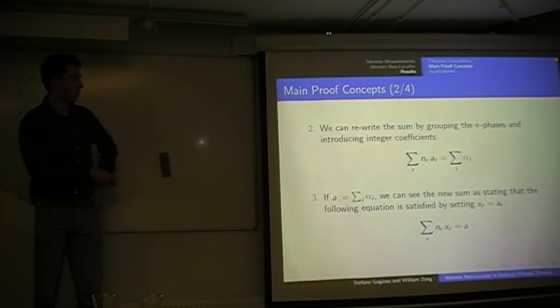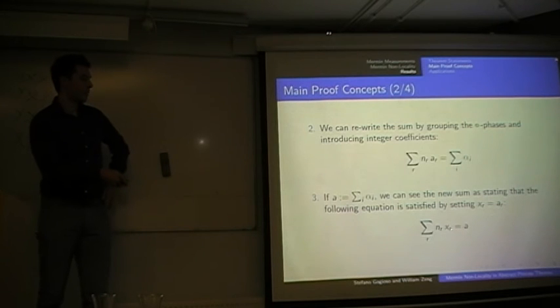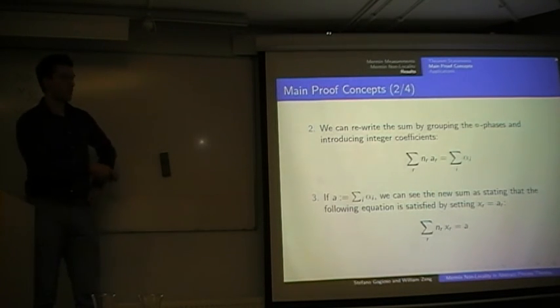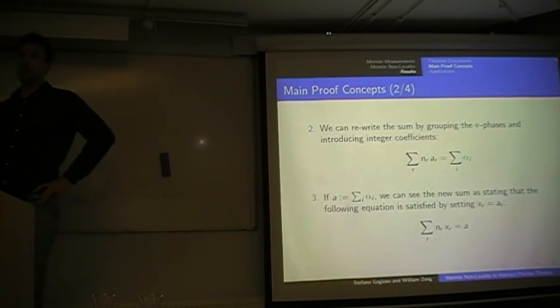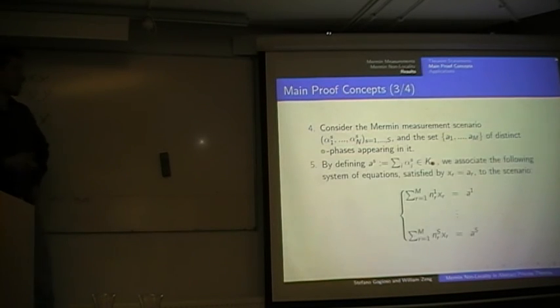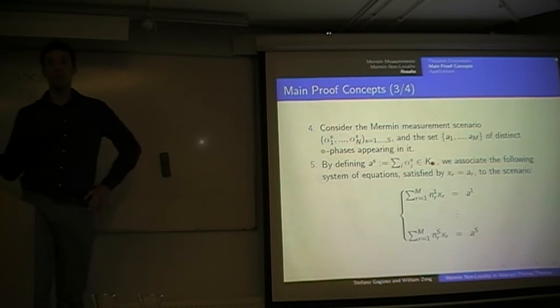And then we set the total sum equal to sum A, and we just ask if we can find some phases that will satisfy this equation. And we'll do that for every single Mermin measurement, and that will give us our Mermin measurement set of scenarios.